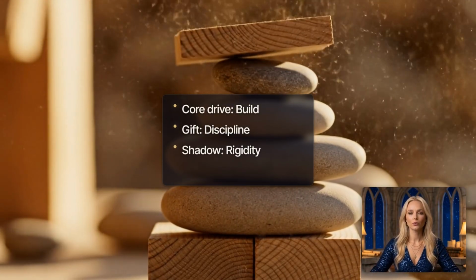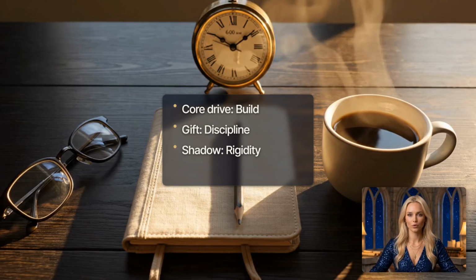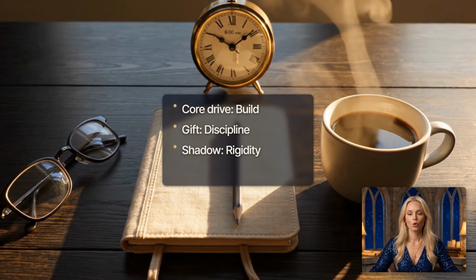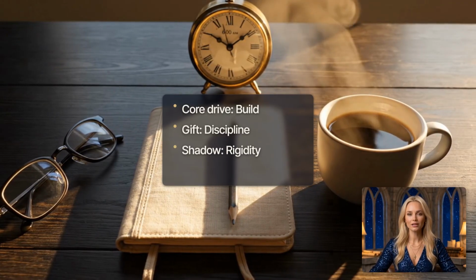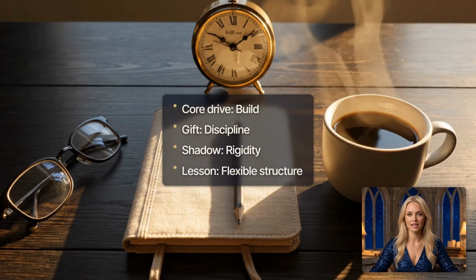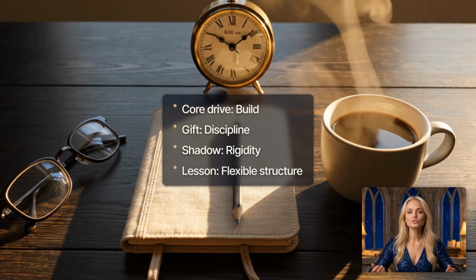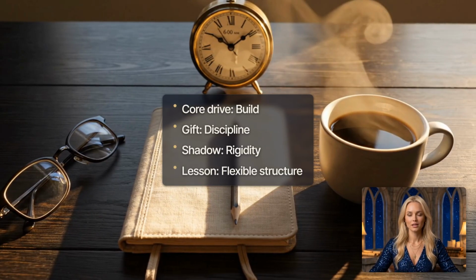But the shadow of 4 is rigidity, overwork, control, or fear of uncertainty. Your lesson is to build strong foundations without becoming trapped inside them. To remember that structure should support life, not suffocate it. If you have not fully resonated yet, stay open. Sometimes your number describes who you are becoming just as much as who you have been. Some paths ripen with time.